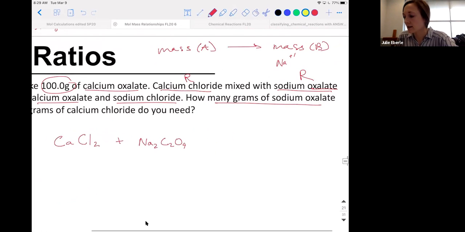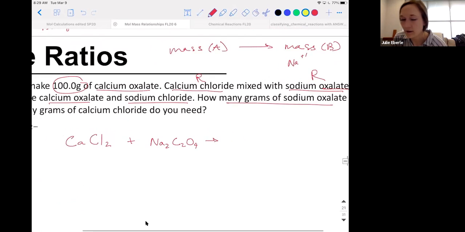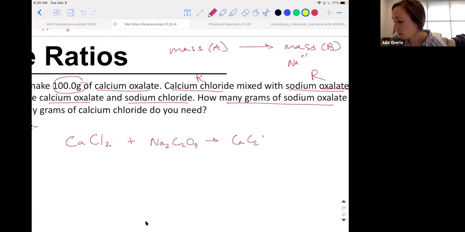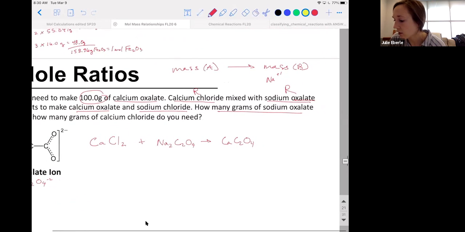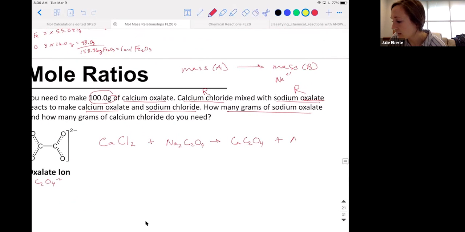So these are our 2 reactants. And then these react to give us calcium oxalate, which Kylie typed in the chat for us. Calcium oxalate is CaC2O4, and sodium chloride. So sodium chloride should be NaCl. Okay, questions on how we just wrote this out?